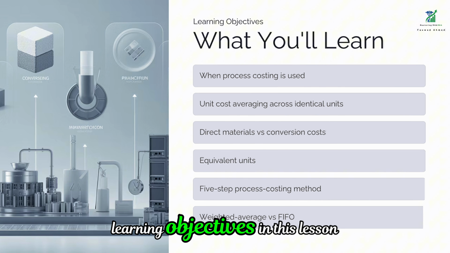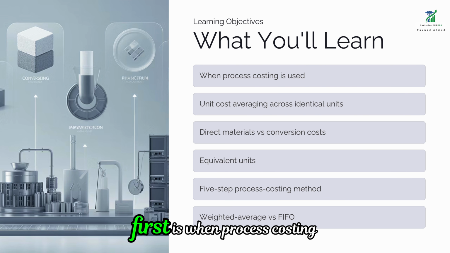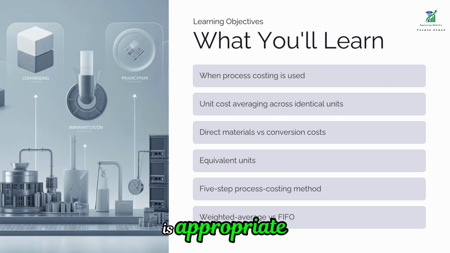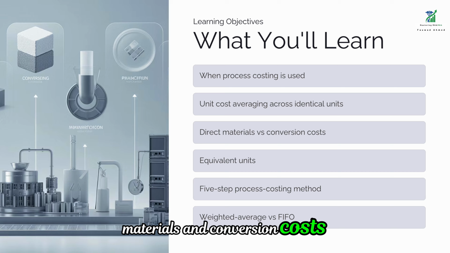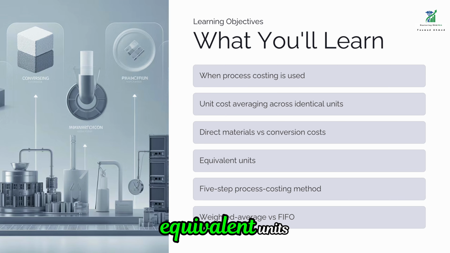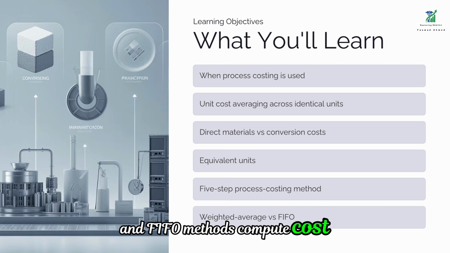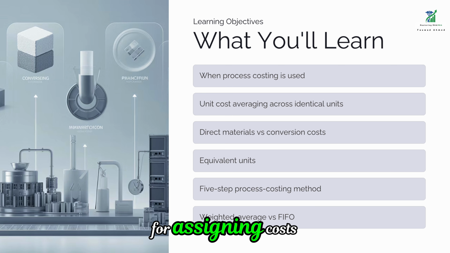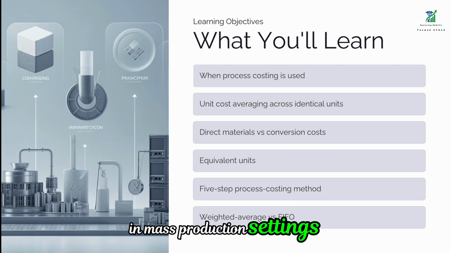Learning objectives. In this lesson, you will learn first when process costing is appropriate. Second is how unit costs are averaged across many identical units. Third is the meaning of direct materials and conversion costs. Fourth is the concept of equivalent units. Fifth is the five-step process costing method. And sixth is how the weighted average and FIFO methods compute cost per equivalent unit. These topics build the foundation for assigning costs in mass production settings.